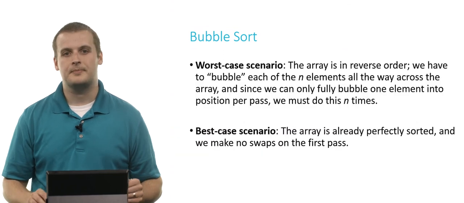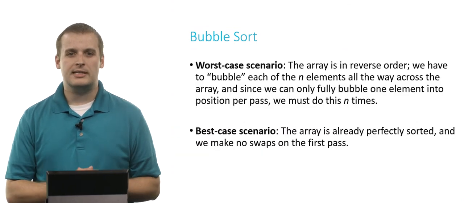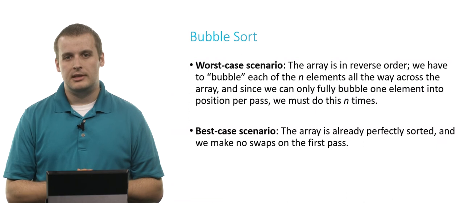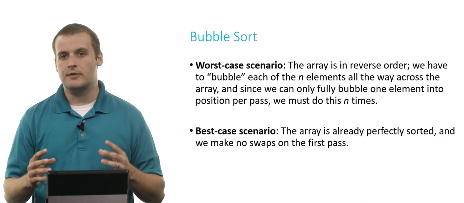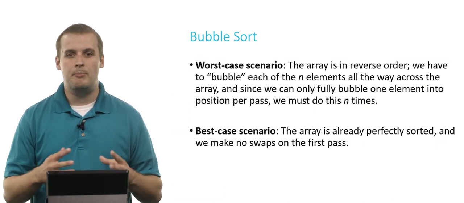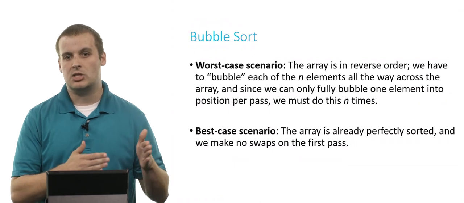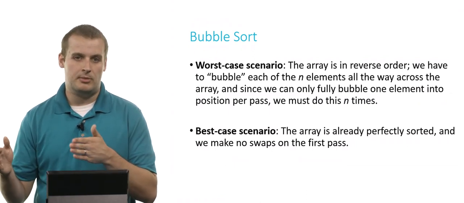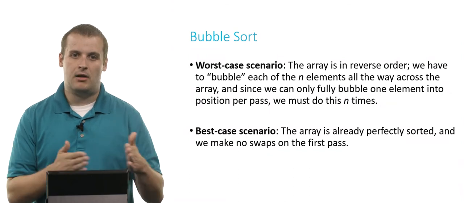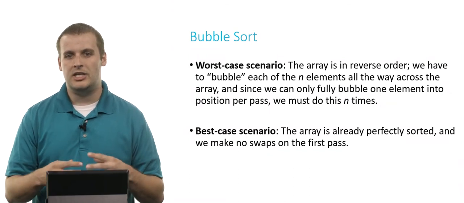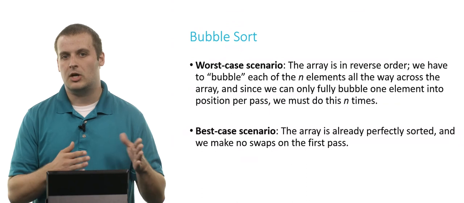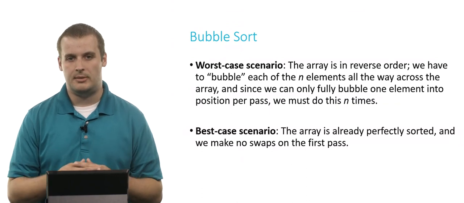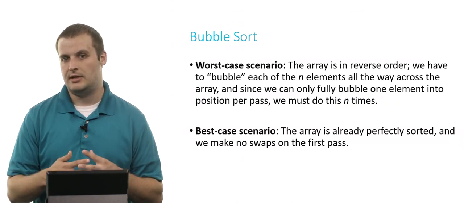So that's pretty nice. So what's the worst case scenario with bubble sort? In the worst case, the array is in completely reverse order. And so we have to bubble each of the large elements all the way across the array. And we effectively also have to bubble all of the small elements back all the way across the array too. So each of the n elements has to move across all of the other n elements. So that's the worst case scenario.